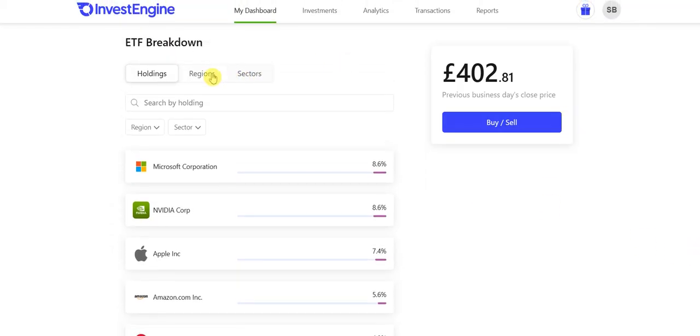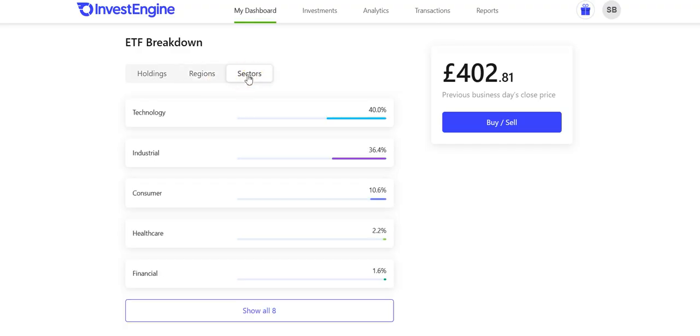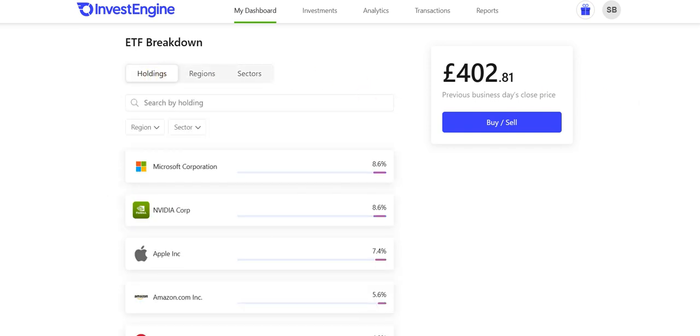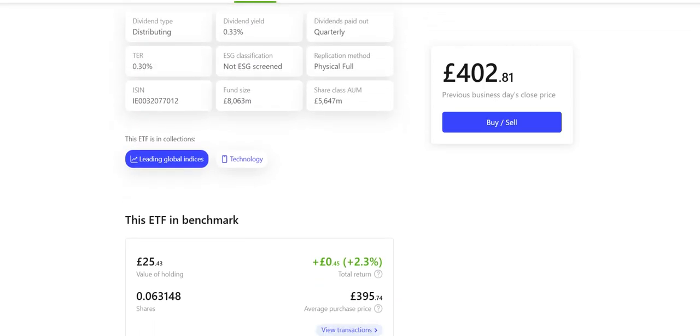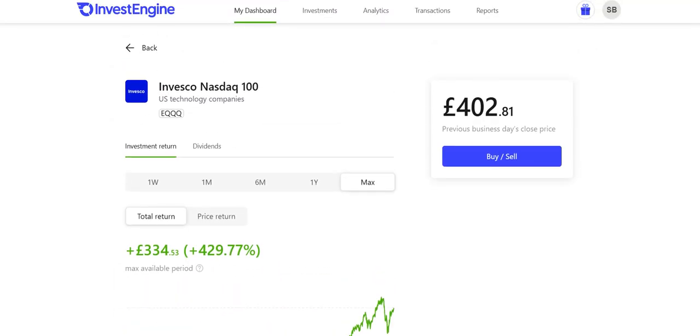And again, you can have a look at the regions, which is mostly America. And oh, that's interesting because it is a tech index, but it's put only 40% in tech, and then the others in industrial, consumables. Sorry, consumer. Oh, interesting. But it is tech. That one is more risky than the S&P 500 though. So that's that one.